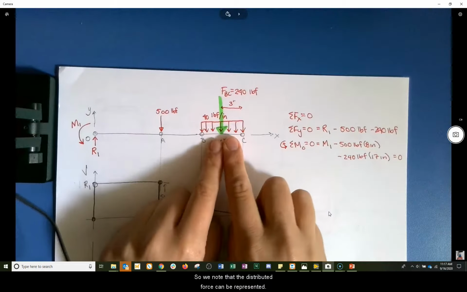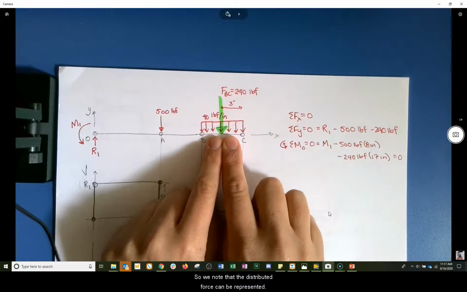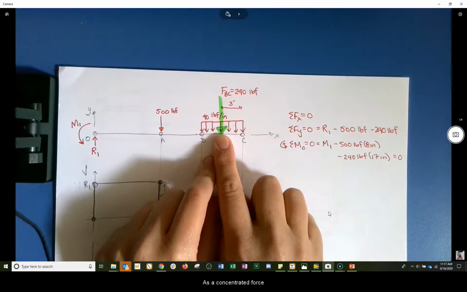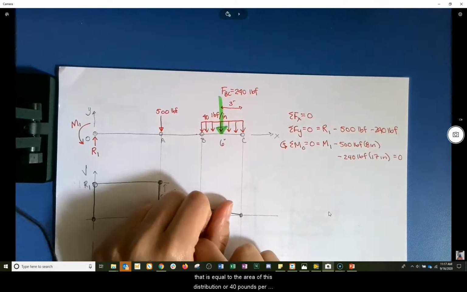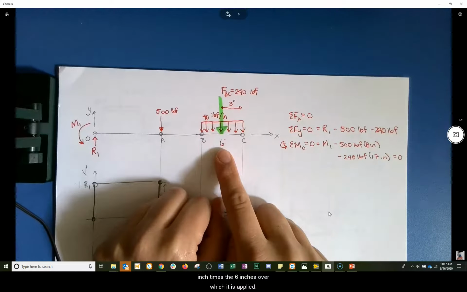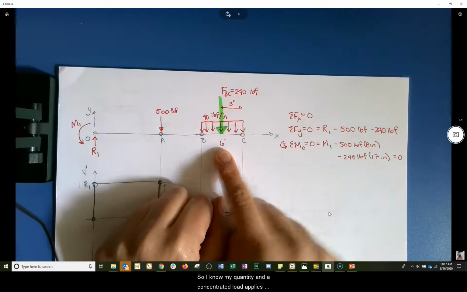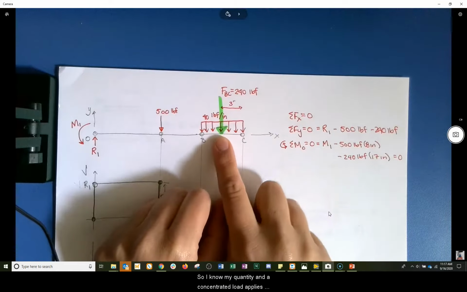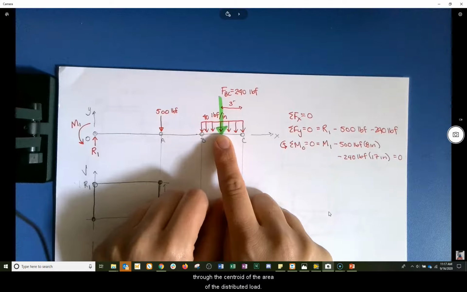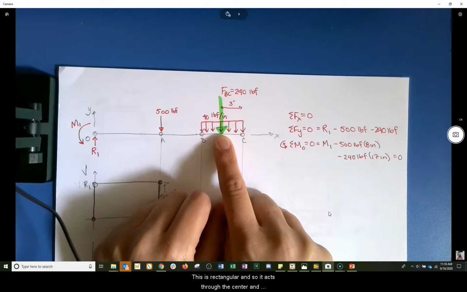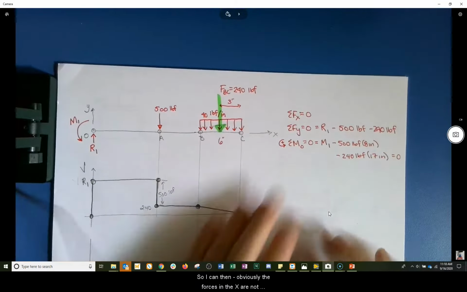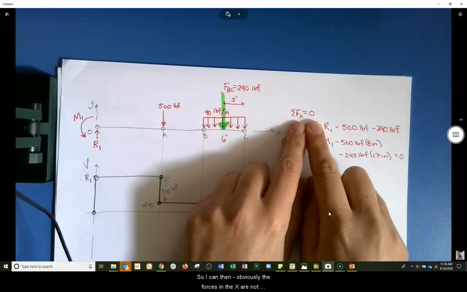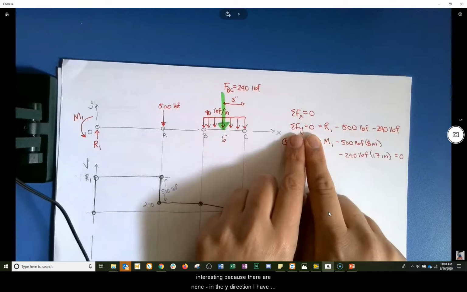So we note that the distributed force can be represented as a concentrated force that is equal to the area of this distribution, or 40 pounds per inch times 6 inches over which it is applied. So I know my quantity, and a concentrated load applies through the centroid of the area of the distributed load. This is rectangular, and so it acts through the center, and so it's 3 inches from B and from C. So I can then, obviously the forces in the x are not interesting because there are none.